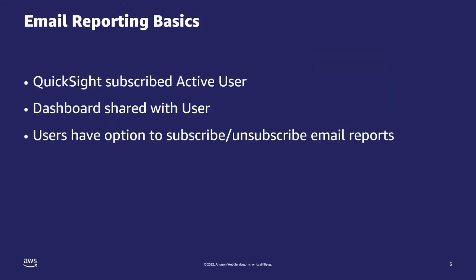Okay, so with that said, let's look into what are some of the basics you need to consider before you are even ready to send out the emails. Users that need to receive the emails need to be QuickSight subscribed active users. Now, what does that mean? As an admin, you want to make sure that you have sent out registration emails to the users. Users have clicked on the registration link and gone through the process of creating their user credentials and logging into QuickSight. That makes them active users.